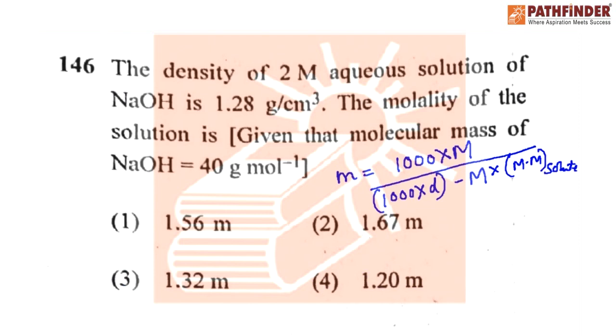Now we all know molarity is given, that is 2. Density is given, that is 1.28. Molarity here also 2. And molar mass of the solute. Solute here is NaOH. The molar mass is also given, that is 40. If we just put the values and calculate, it will directly come to 1.67. Okay. Is it okay, students? Coming on to the next question.